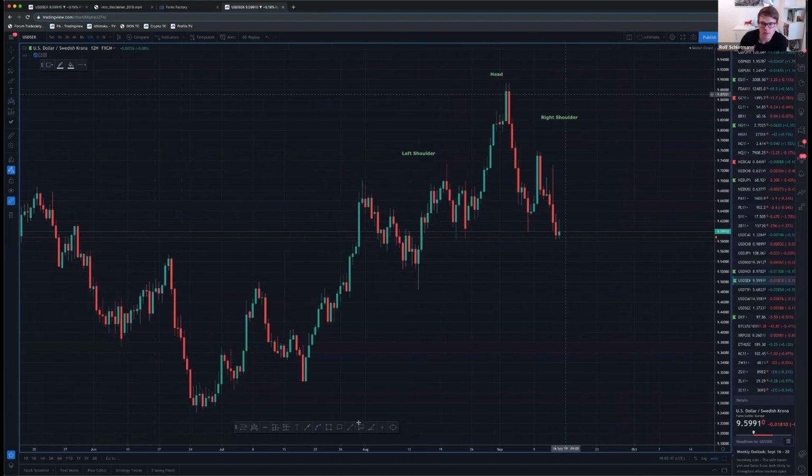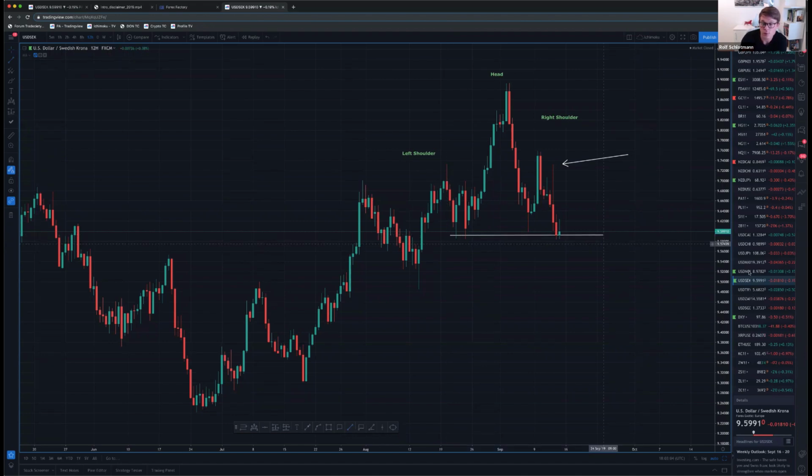However, there's a little add-on to this head and shoulders, which is this lower high. You can see we have an additional lower high, which is a little add-on to a head and shoulders that you can pay attention to. That is very, very important here.